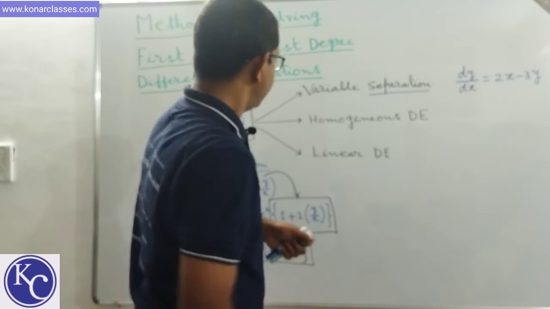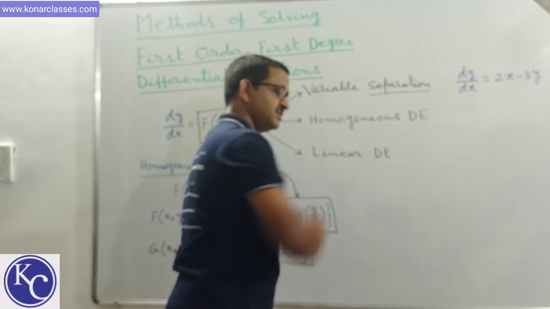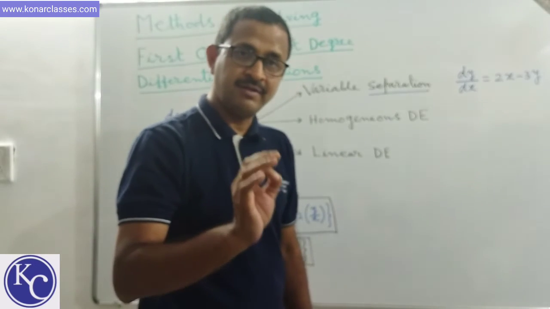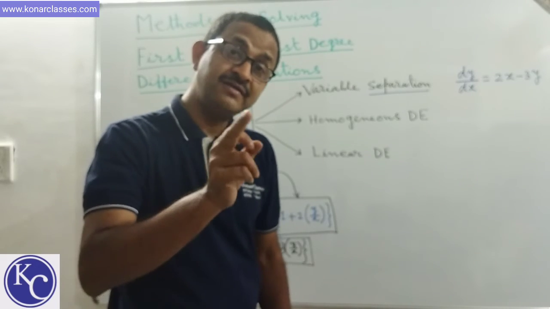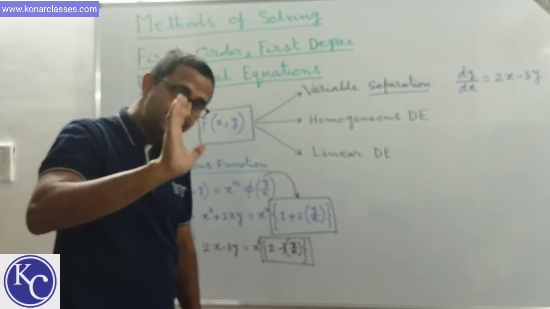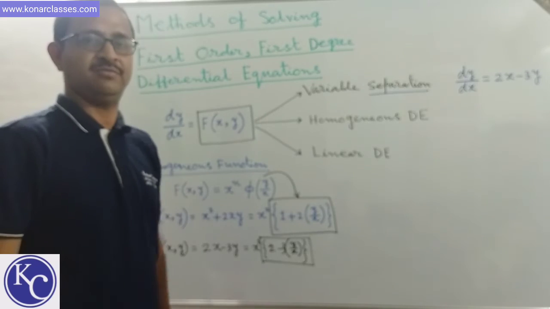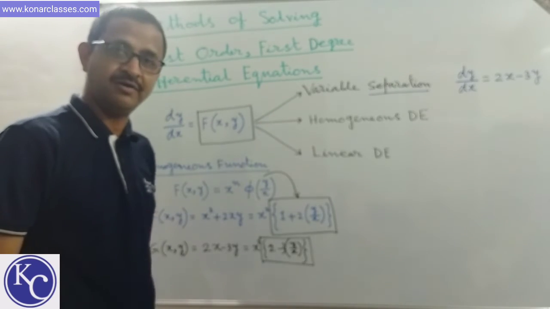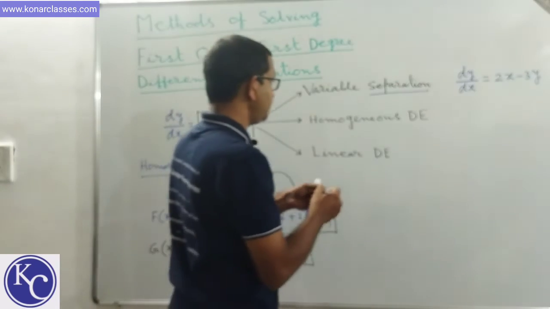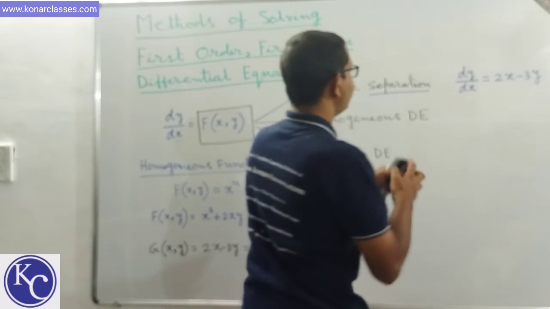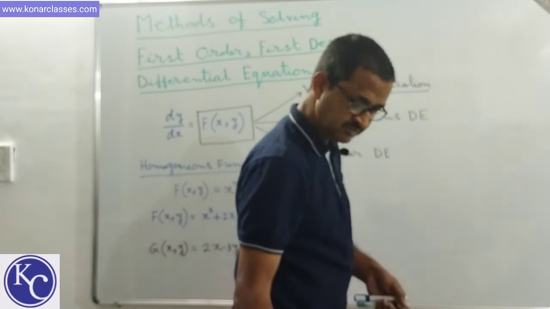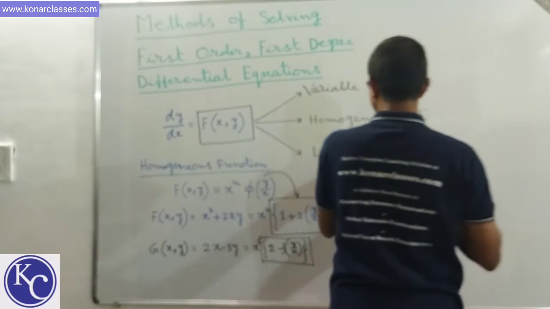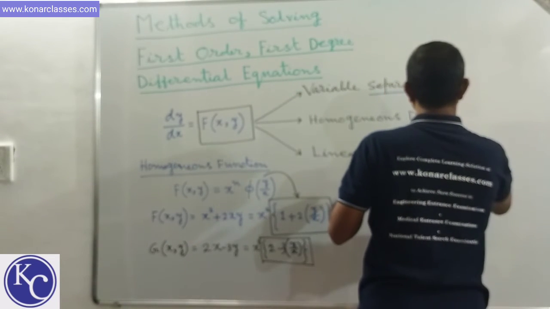Now the homogeneous differential equation method is applicable when the function is a homogeneous function of degree 0. If it is not of degree 0, we cannot solve using the method we are learning today. So what does it mean? It means that if we have a function something like this, let me write a function. So we are discussing this.